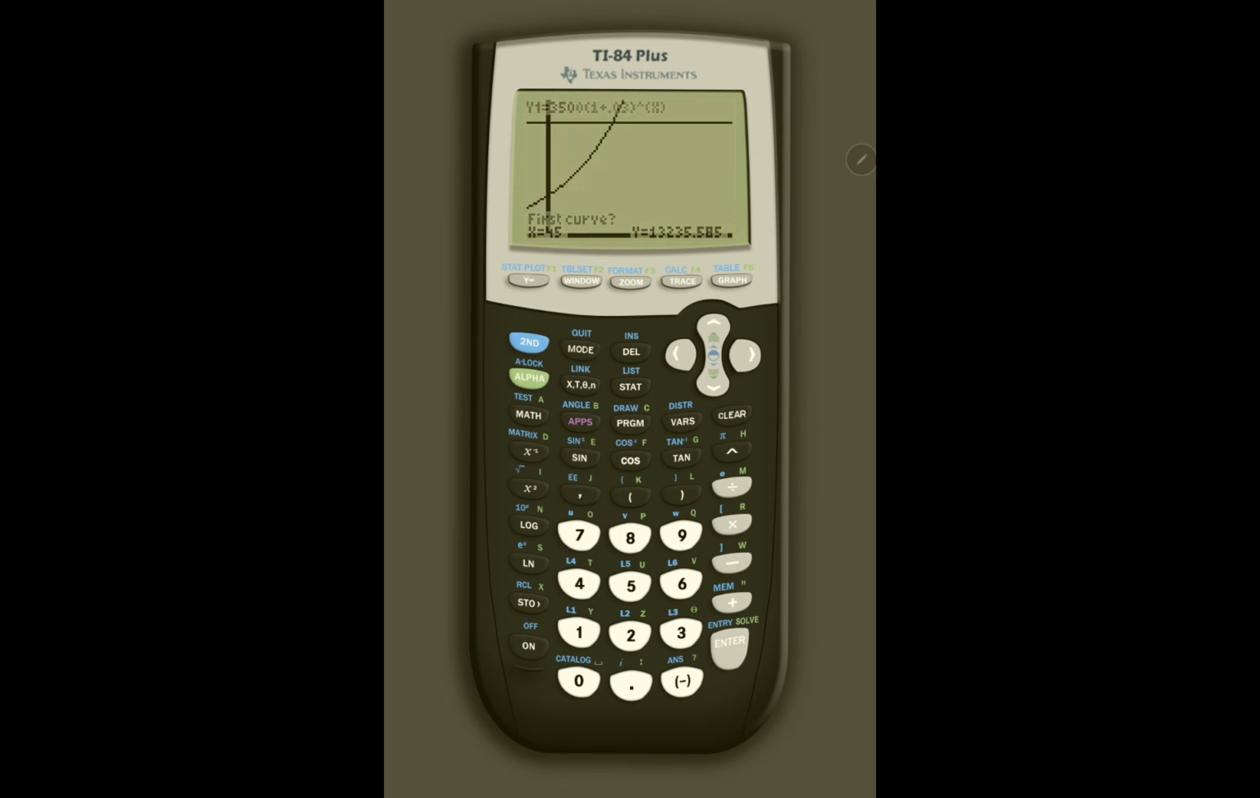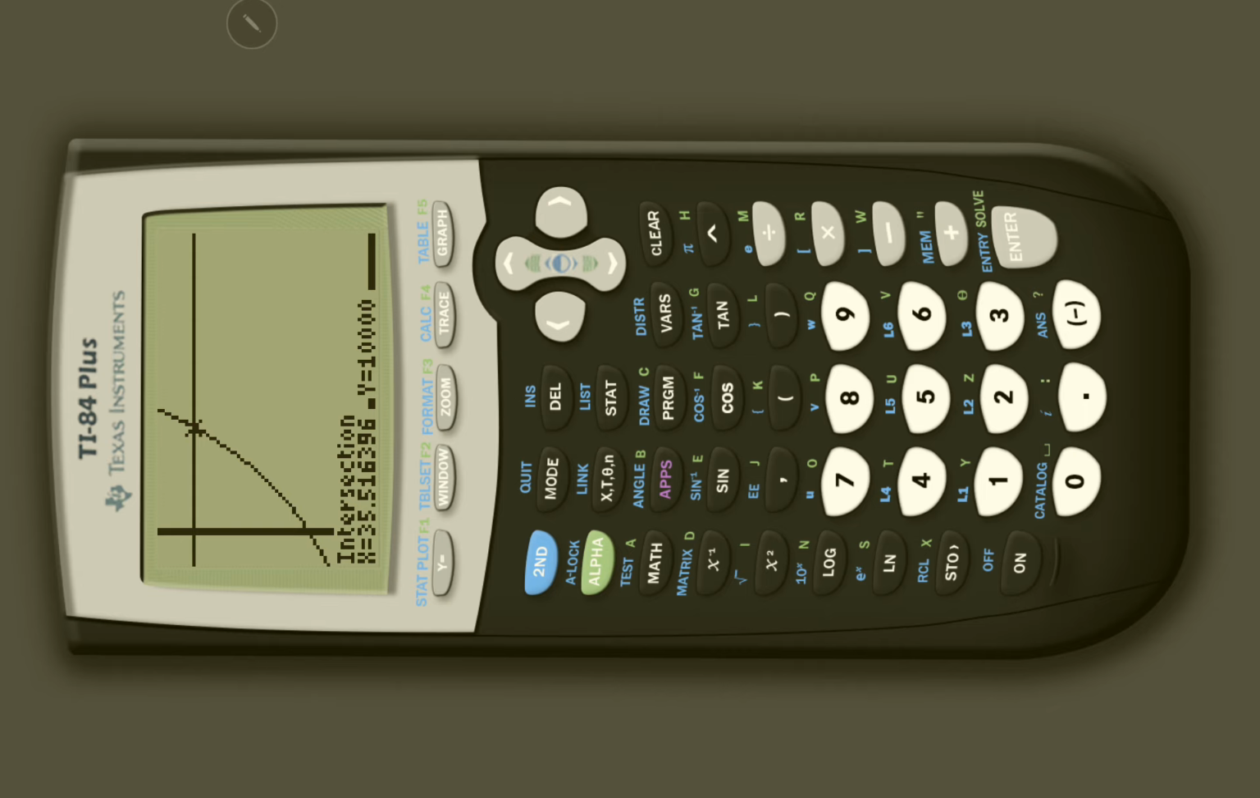Go down to intersect, hit enter. Go close to that point of intersection. I'm going the wrong direction here. I gotta go to the left. Okay, there we go. Enter, enter, enter. There's our point of intersection. So, how many years? What's the X value? 35.5 years, approximately.